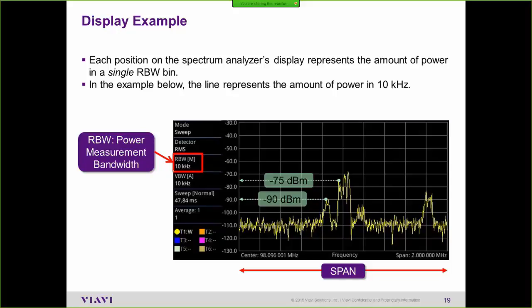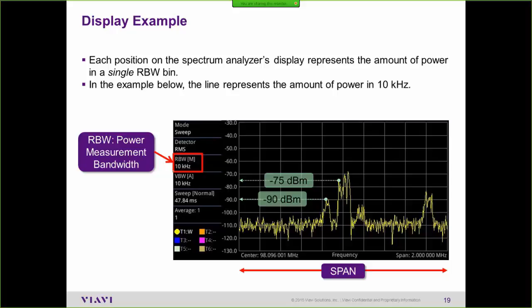One thing that happens when people look at a spectrum analyzer is they go, okay, there's noise and there's signal there, and you can see that. But those peaks or values on that line don't represent the amount of power in the signal. They represent the amount of power in a 10 kilohertz slice of the signal.